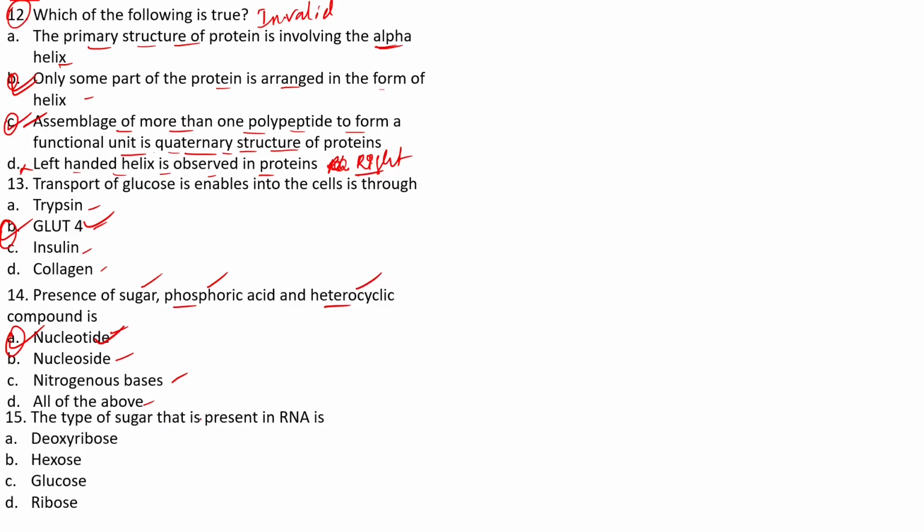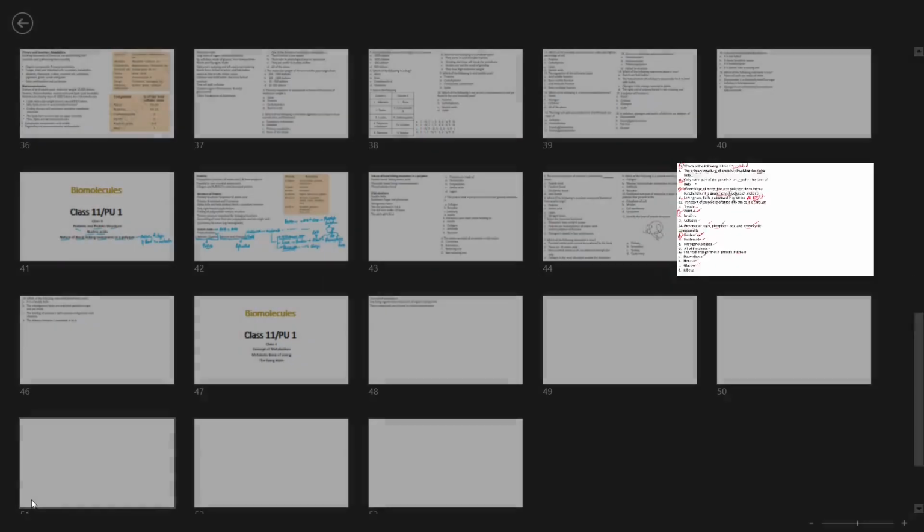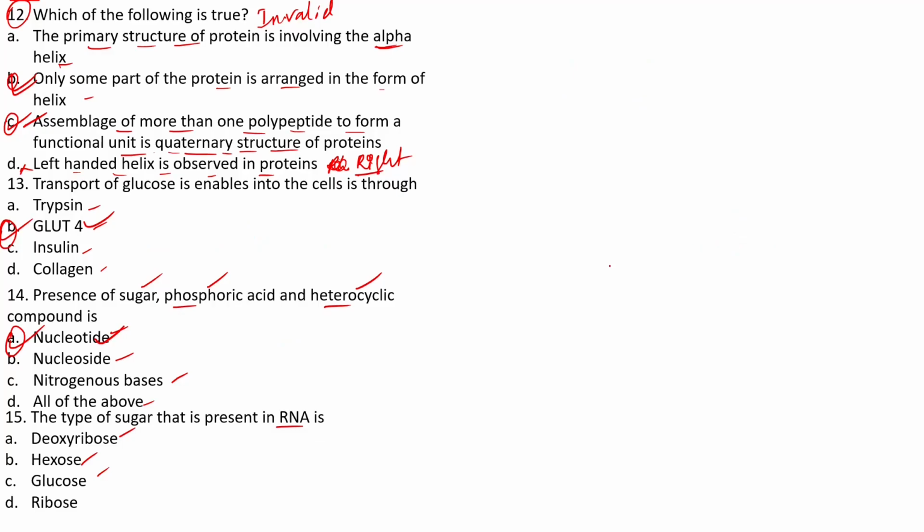The type of sugar that is mainly present in the RNA is deoxyribose, hexose, glucose, or ribose. Yes, the answer over here is ribose. Okay, ribose is the main sugar that you find in the case of RNA molecules.